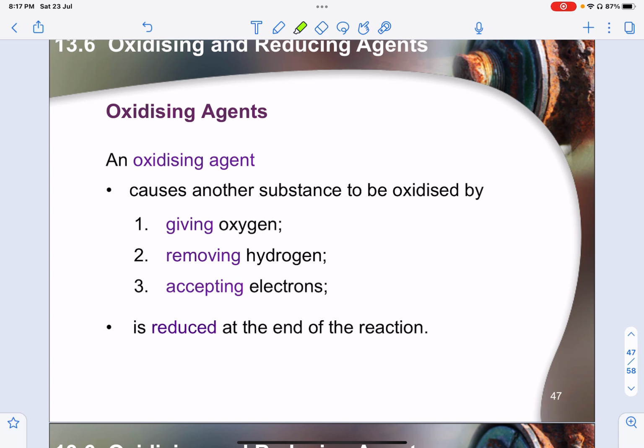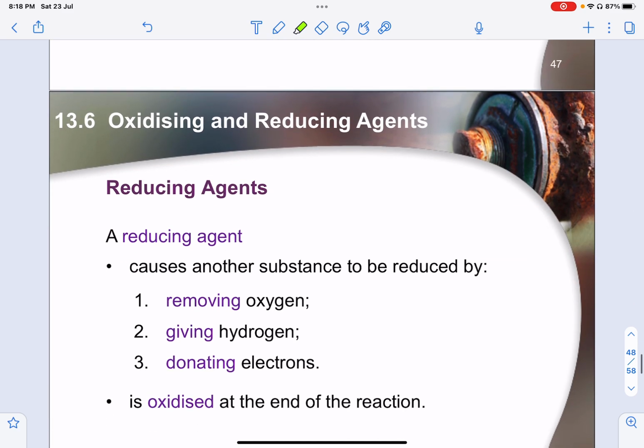So this is the main thing to take note of. Its role is not to oxidize itself. Its role as an agent is to oxidize another chemical formula, and in this process of oxidizing another chemical formula, it itself gets reduced.